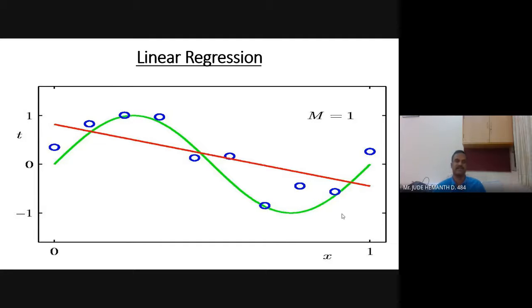So the touching of the green line with the blue dots shows that it is a perfectly trained model. But when you come to the next one, the red line, you can see that only one blue dot is touched by this hypothesis or model, right? That means the error rate of this red line is more than your green line. And this red line is called a linear model.